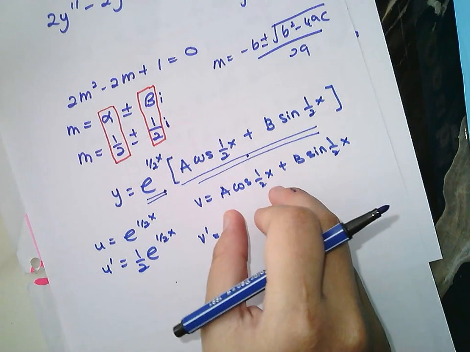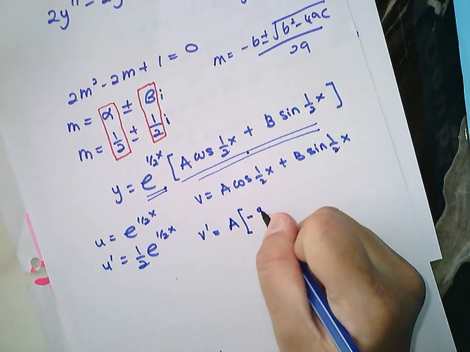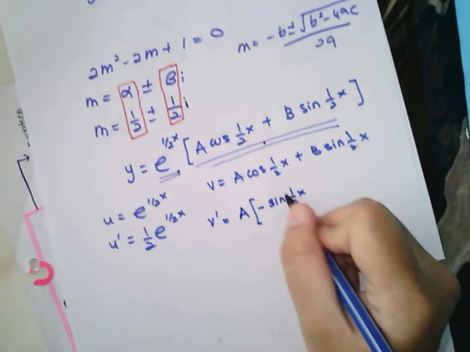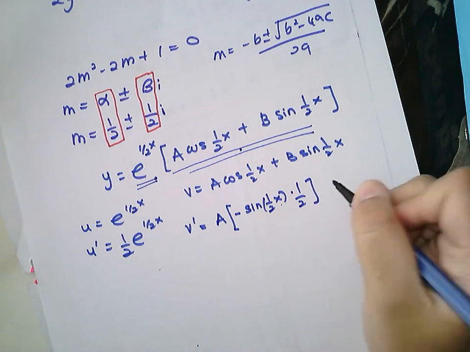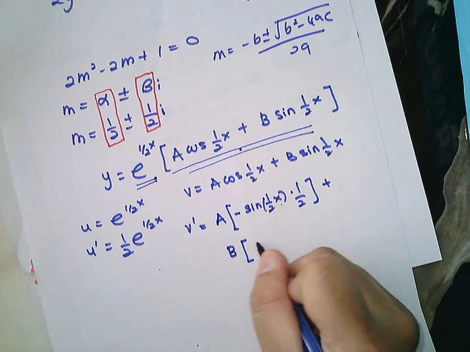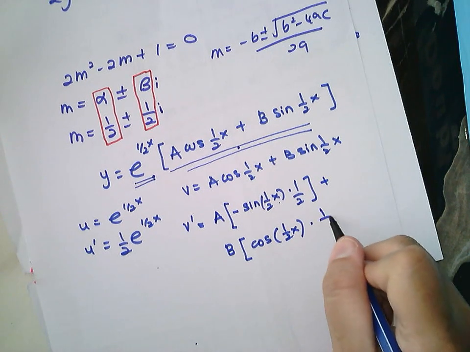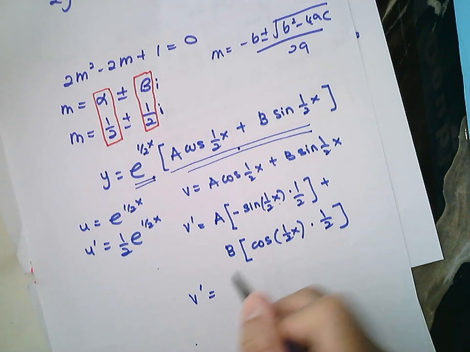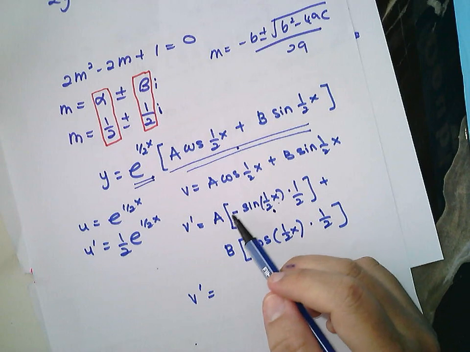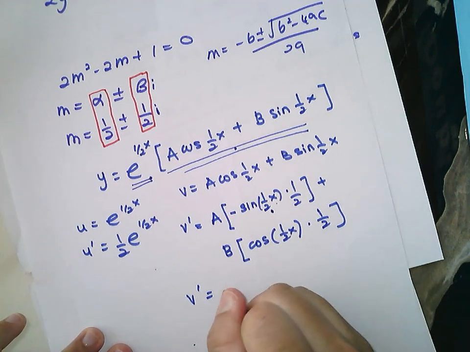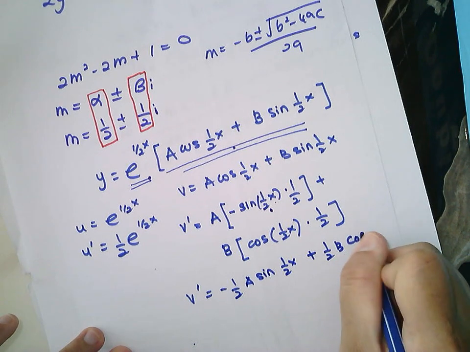Differentiating the first part will give you, so a is a constant, differentiate cos will give you negative sin 1 over 2x. This is the argument, right? Then differentiate 1 over 2x will give you 1 over 2, plus b, differentiate sin will give you cos, the argument is 1 over 2x, and differentiate 1 over 2x will give you 1 over 2, so again times by 1 over 2. Therefore your v prime is equal to, so be careful, the 1 over 2 here you cannot multiply with the argument, so you have to bring this one to the front. So you will have negative 1 over 2 a sin 1 over 2x plus 1 over 2 b cos 1 over 2x.